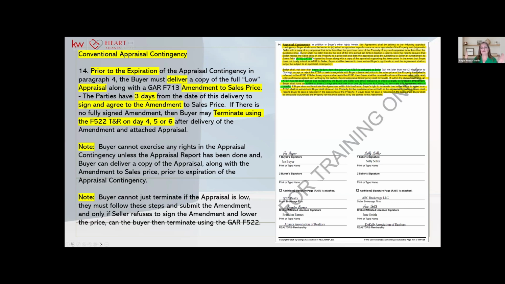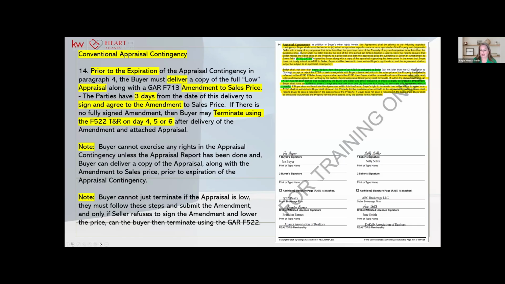And then from there, if the parties want to negotiate a higher price, fine. But when you're preparing that doc, put the appraised amount in that blank. And so that is the lowest amount you can put in there. And you're going to present both the F713 amendment to sales price along with a copy of the full appraisal proving that it appraised low. And you're going to present both of those by delivery to the agent for the seller or the seller directly, if they're unrepresented. And you're going to present both of those by delivering them prior to the expiration of your appraisal contingency.